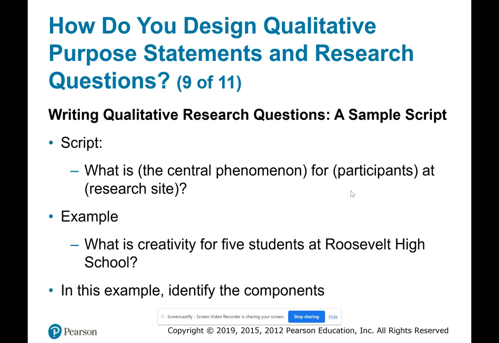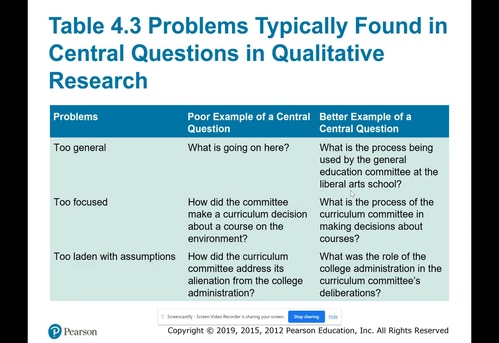Notice here that creativity is the central phenomenon, the participants are 5 students, the location is Roosevelt High School, and they started their sentence with the word what. These examples indicate central questions stated in terms that are too general, too focused, or too laden with assumptions. It shows a poor example and then a better example.